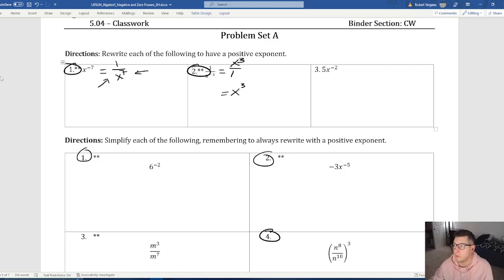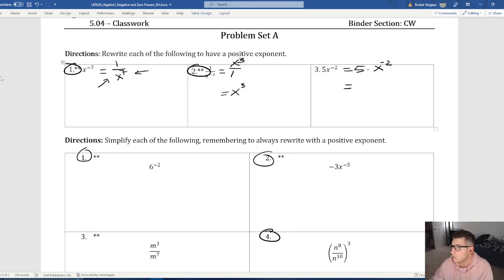Now, looking at number 3. Number 3 is purposefully tricky. And I say that because, again, we want to be really careful here of what actually has an exponent applied to it. And so I'm going to say that this is actually 5 to the x minus 2. Again, creating that visual separation that this negative 2 has nothing to do with this 5. It is not being applied to the 5. Truly, the 5 is just sort of along for the ride at this point.